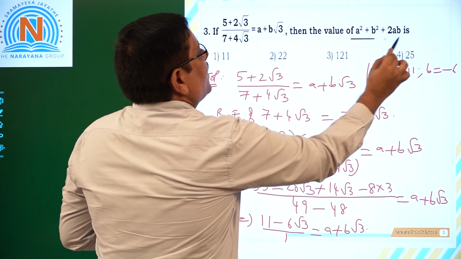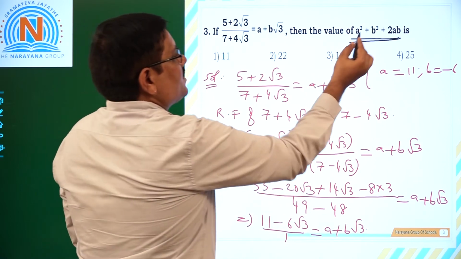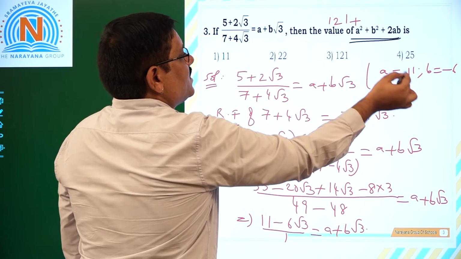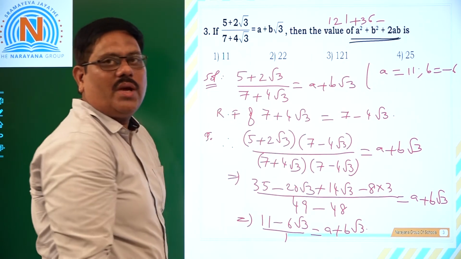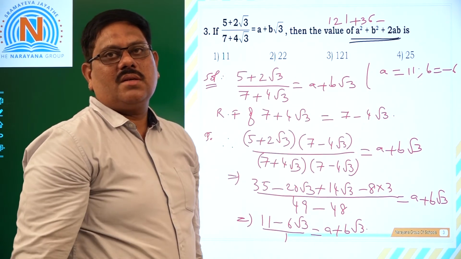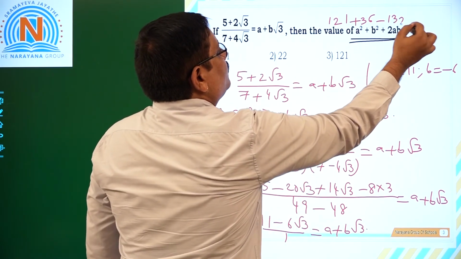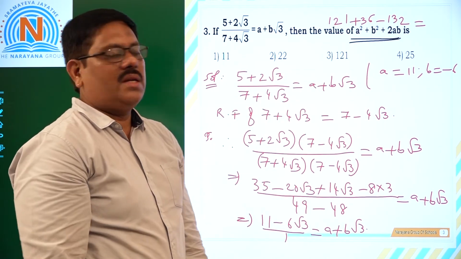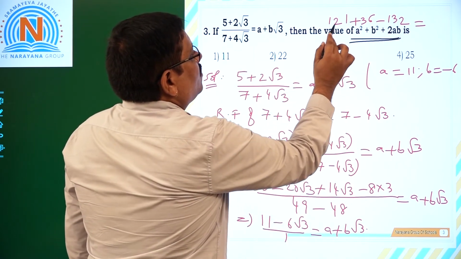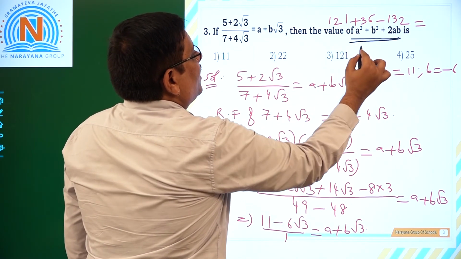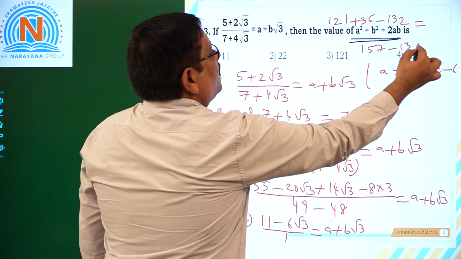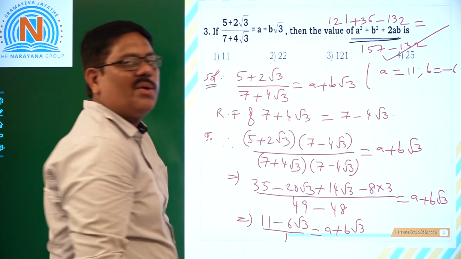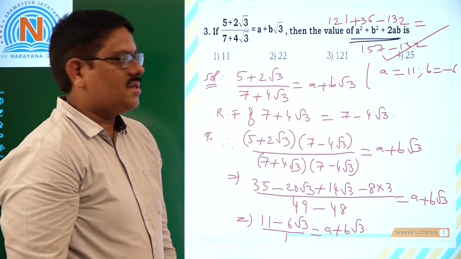Now what is being asked? a² + b² + 2ab. What is a² for us? a² is 121, plus b² is 36, minus 2ab, that is 2 into 11 into -6, which is -132. 2 times 11 is 22, 22 into -6 is -132. If you simplify, what do you get? 121 plus 36 is 157, minus 132, that is 25. So here, the fourth option is the right answer for this question.